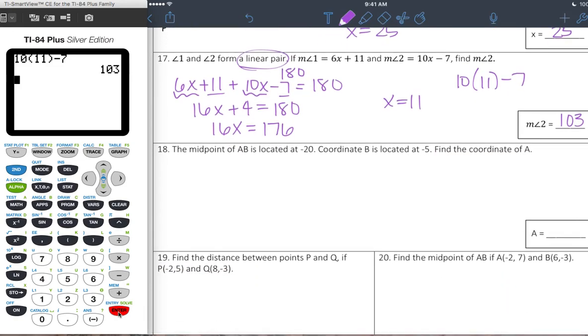All right, number 18. Your midpoint of AB is located at -20. B is located at -5. So the distance from -5 to -20 is a length of 15. So that means starting at -20, moving back 15 more, we're going to end up at -35.